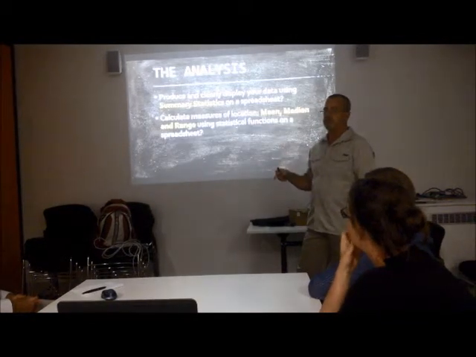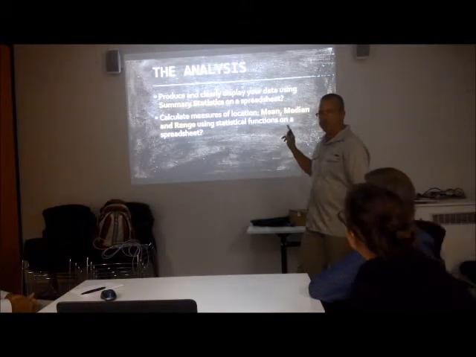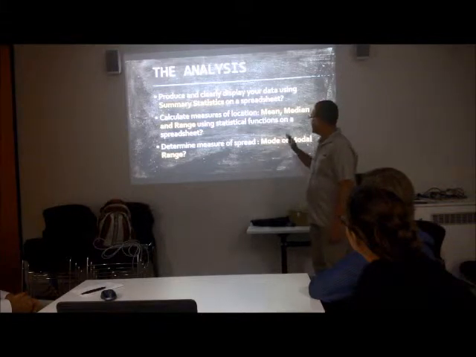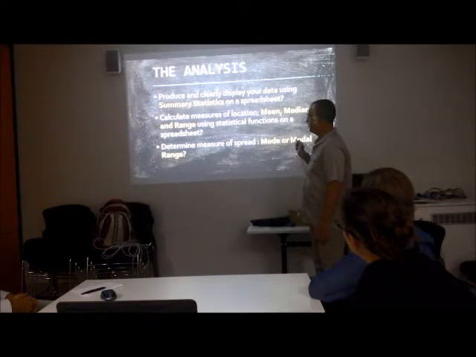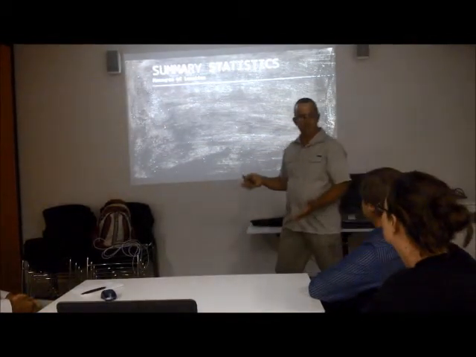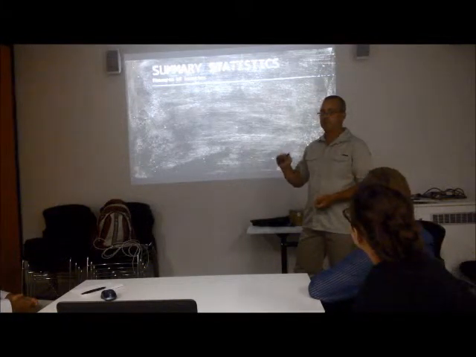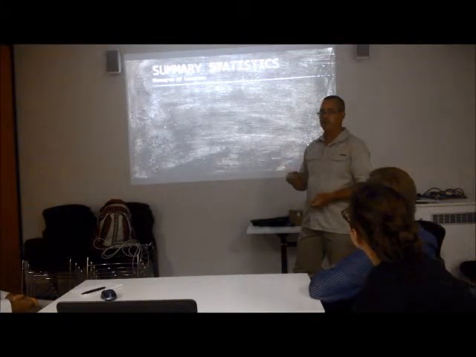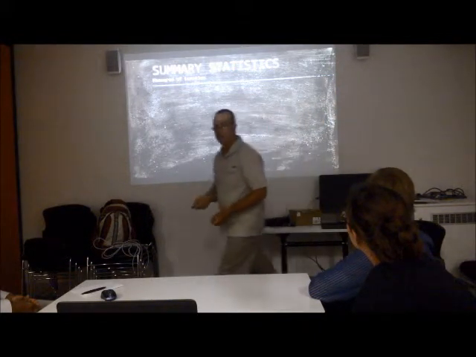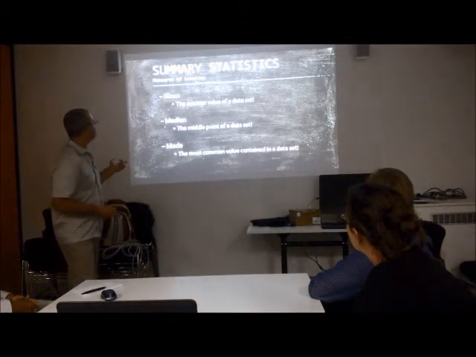We will look at calculating the various measures of location, which are the mean, median, and the range of a data set. And we will be looking at identifying the measures of spread, the mode or the modal range. To understand what we mean when we say measures of location, you must first understand that we are looking for ways to describe the data set by describing what it looks like at its center. To help us do this, we have at our disposal the three different concepts of mean, median, and mode.